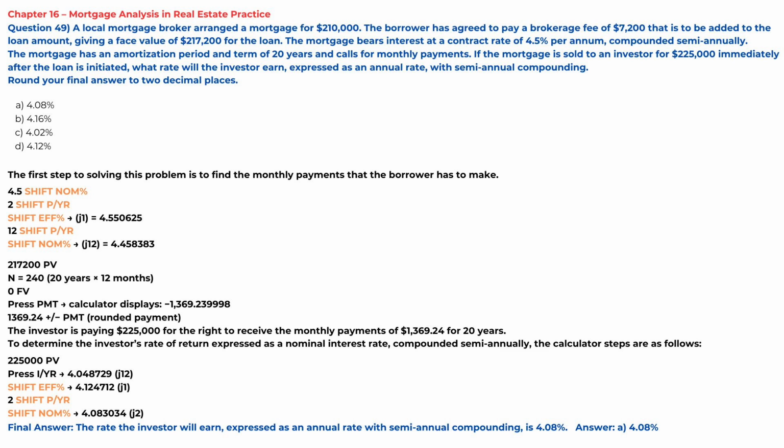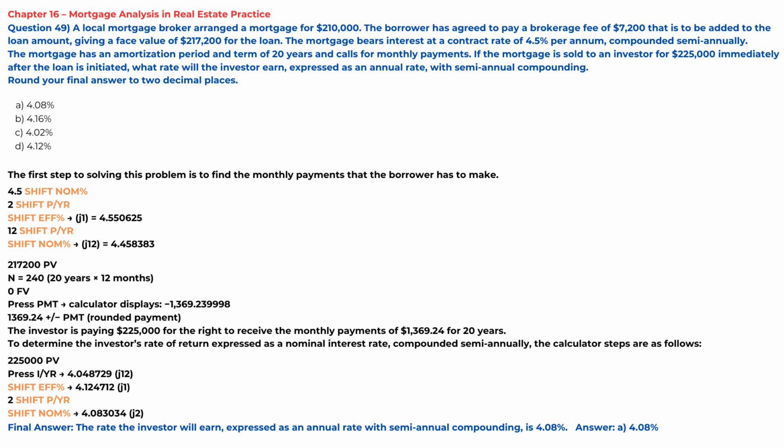Calculator displays J12 equals 4.458383. 227,200 PV. 240 N, 20 years times 12 months. 0 FV. Press PMT. Calculator displays negative 1369.239998. 1369.24, plus and minus sign, and then press PMT, rounded payment. The investor is paying $225,000 for the right to receive the monthly payments of $1,369.24 for 20 years.